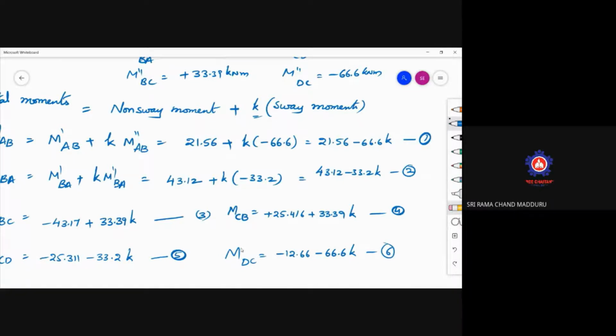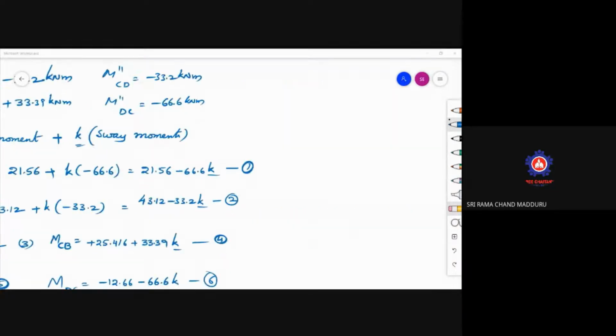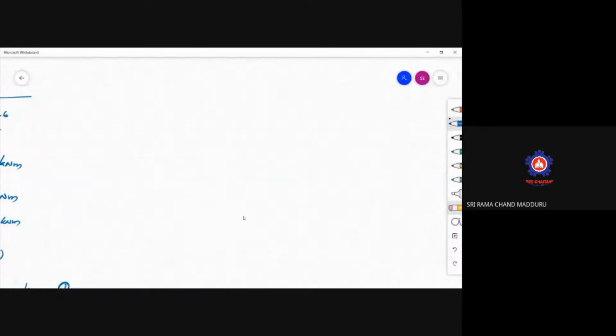So overall, we got the equations, total moments we got, but we need the value of K. To get this one, we will go with the help of the horizontal condition. The horizontal condition is to be written. Now the horizontal condition, write down.